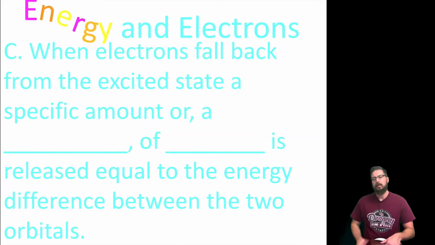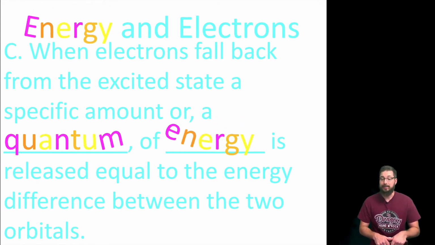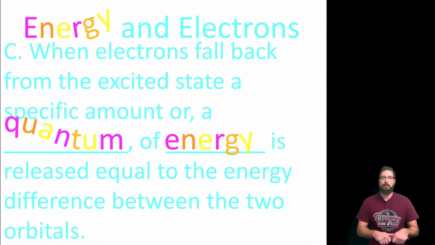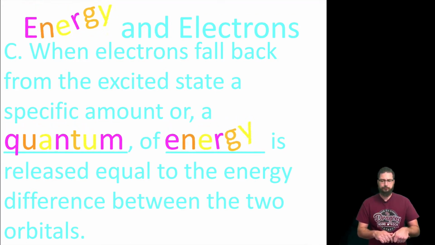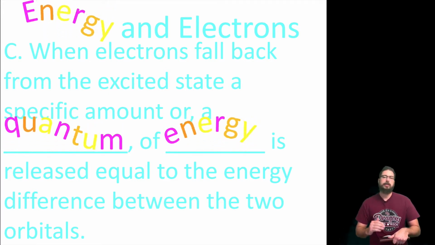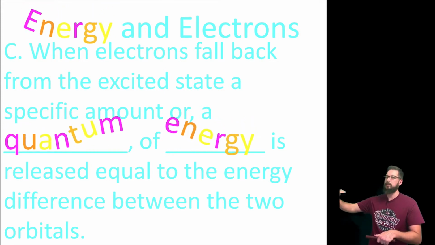Now, when electrons fall back from their excited state, they will release a certain amount of energy. They'll release a quantum of energy. And so again, the amount that they fall will be the amount that it releases.